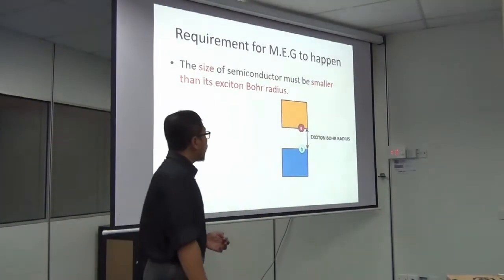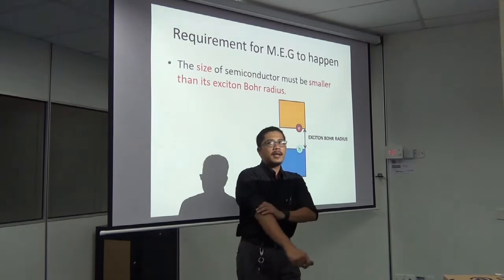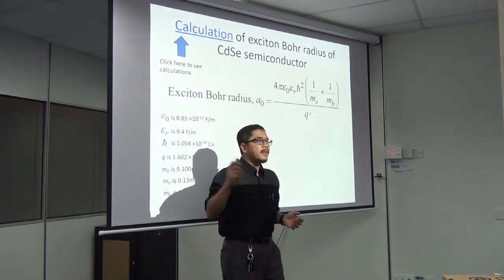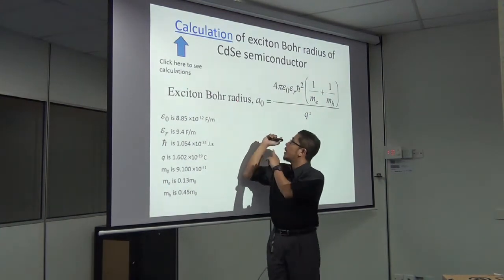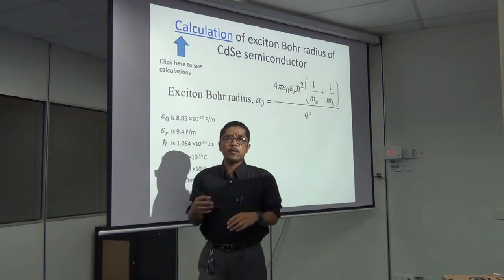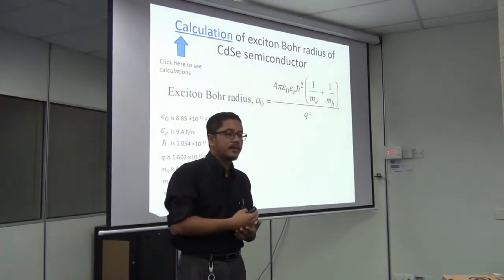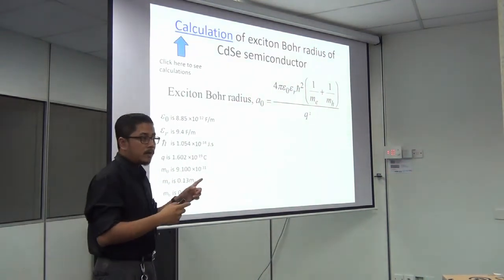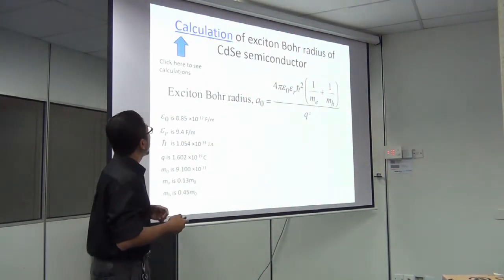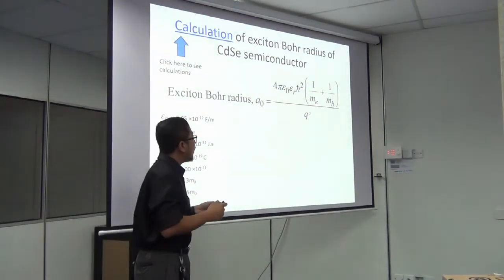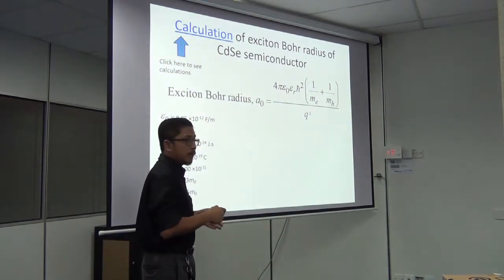So this is the exciton Bohr radius. Can we calculate the exciton Bohr radius for any material? Yes, we have a formula for that. I'm not expecting you to memorize this formula. Any formula will be given in the solar cell technology class, examination or test. We don't have test 2, by the way. We only have test 1, which you have taken. So the exciton Bohr radius for any material could be calculated using this formula.